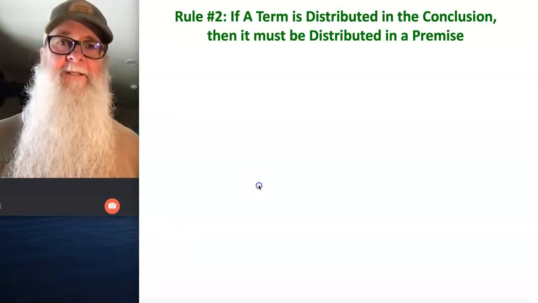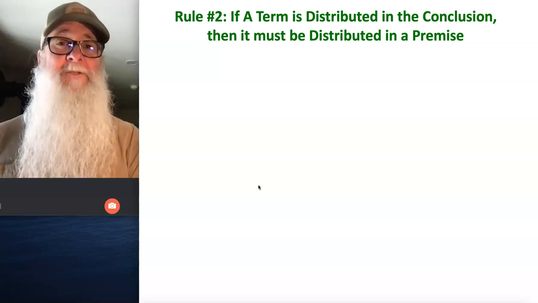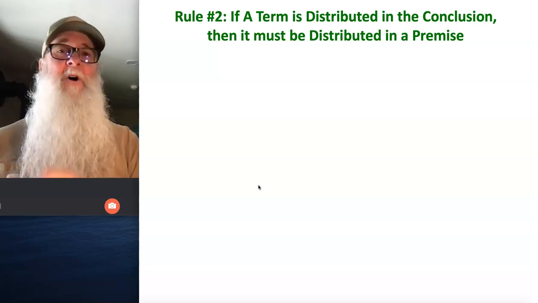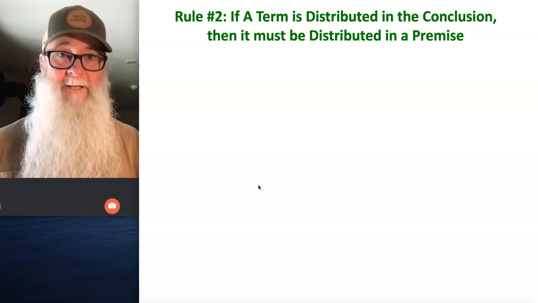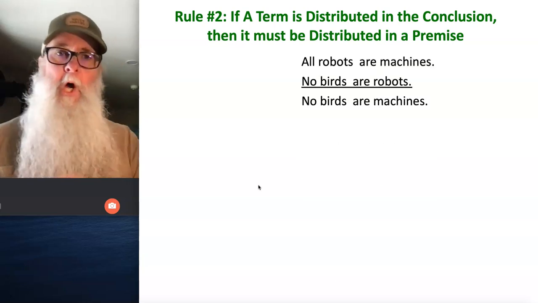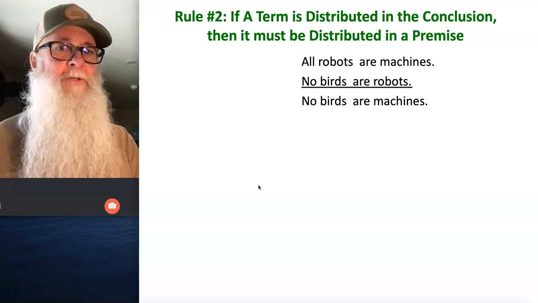The second rule of categorical syllogisms is this. If a term is distributed in the conclusion, then it must also be distributed in a premise. Okay, so let's take a look at an argument. All robots are machines. No birds are robots.